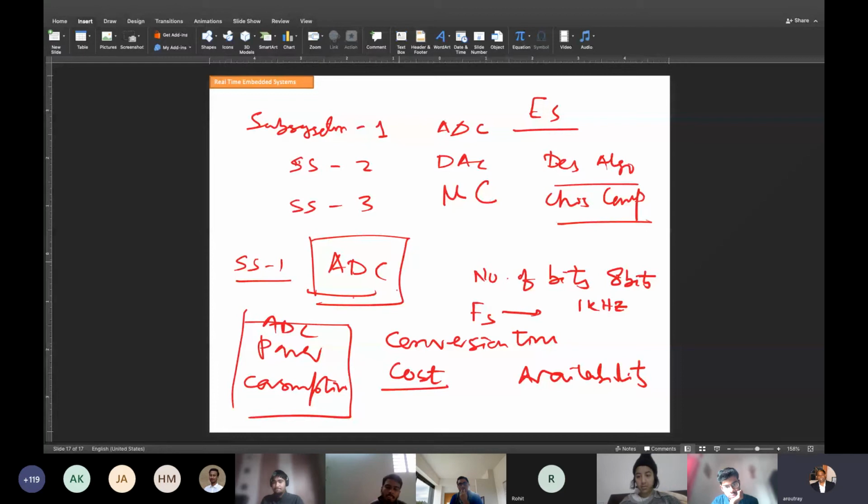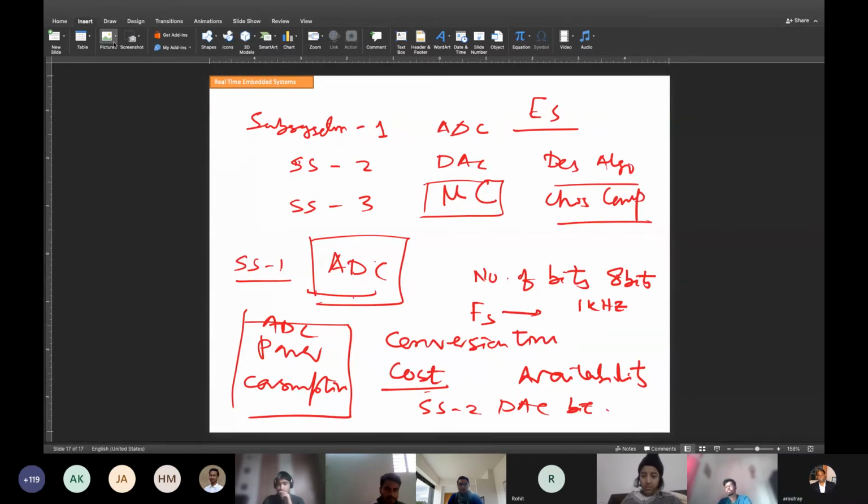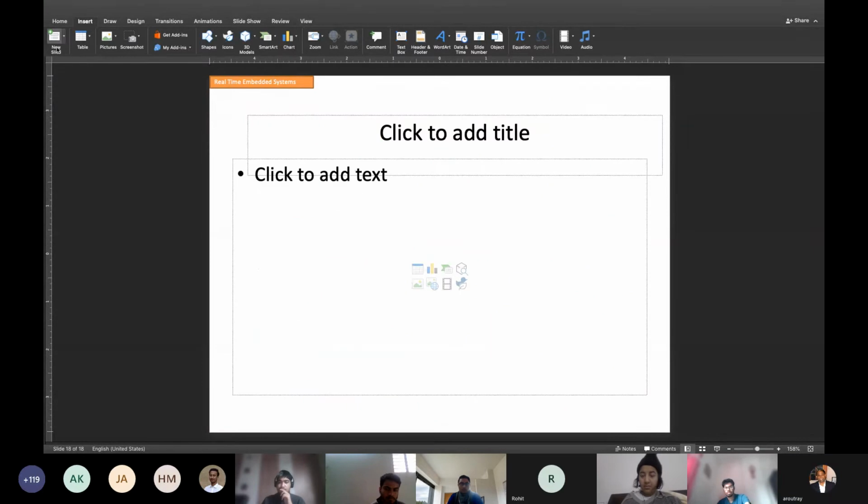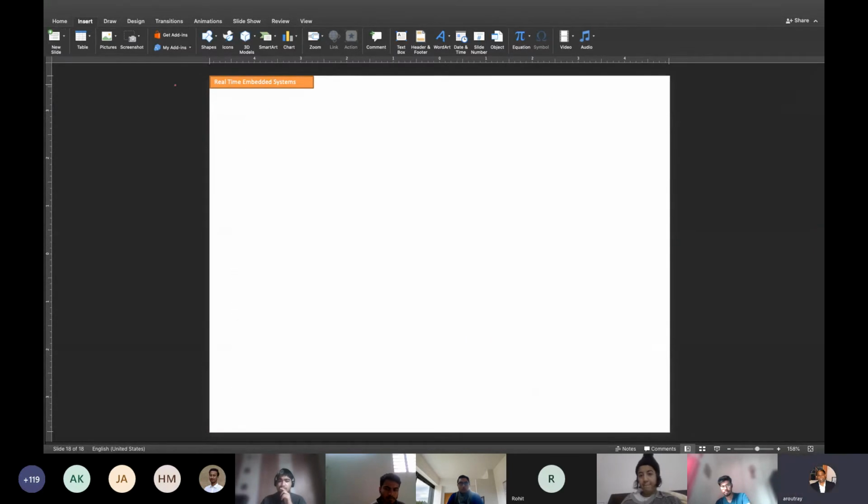So looking at all these constraints, you choose the ADC. Once the ADC is chosen, then you choose what kind of processor you want. According to the ADC, you will also choose the DAC. The DAC is the same thing: the bit size, the number of glitches coming in, what type of DAC is required. There are different types of ADCs also, depending upon the principle. What are the different types of ADCs you have got?